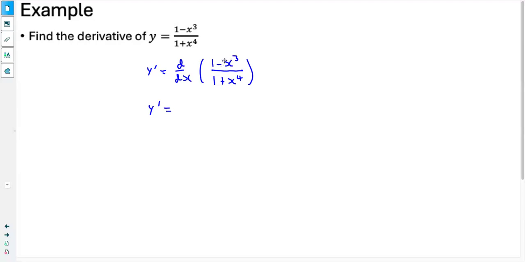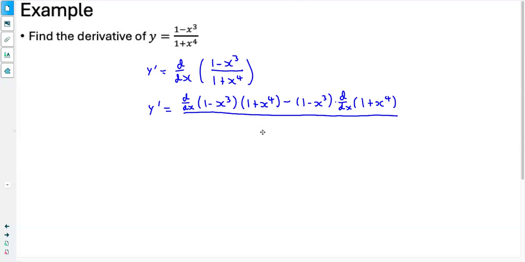Now, like I mentioned on that previous rule, if we're taking the derivative of this, it's going to be the derivative of the numerator, so d over dx of 1 minus x cubed, times our function that's in our denominator, so times 1 plus x to the power of 4, minus our numerator, so 1 minus x cubed, times the derivative of our denominator, which in this case was 1 plus x to the power of 4. And then that's all over our denominator squared.